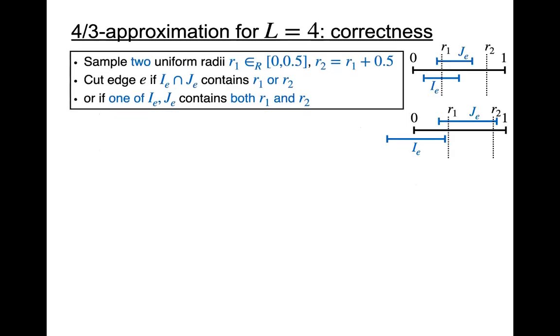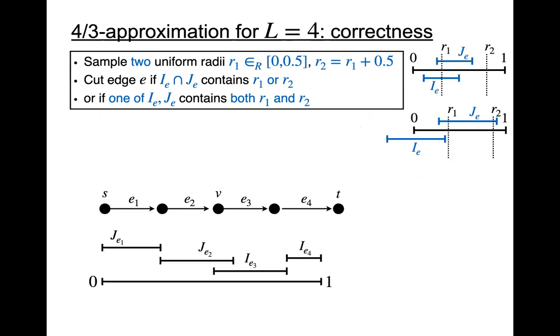So I want to focus on the second cut. And again, the criteria for cutting an edge in the second cut is either one of the radii appears in the intersection of the two intervals corresponding to the edge, or both of the radii appear in one of the intervals corresponding to the edge. So again, let's look at a path of length 4, and the same intervals that we looked at before, corresponding to the positions of these edges in this specific path.